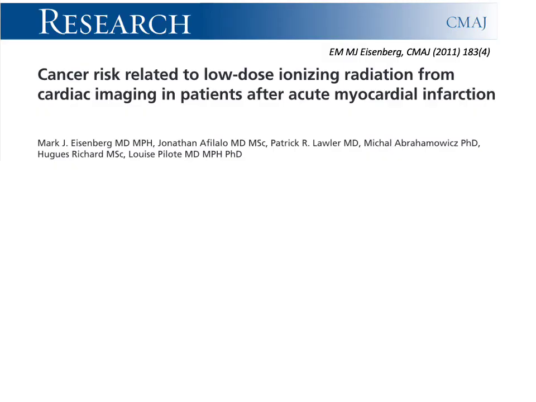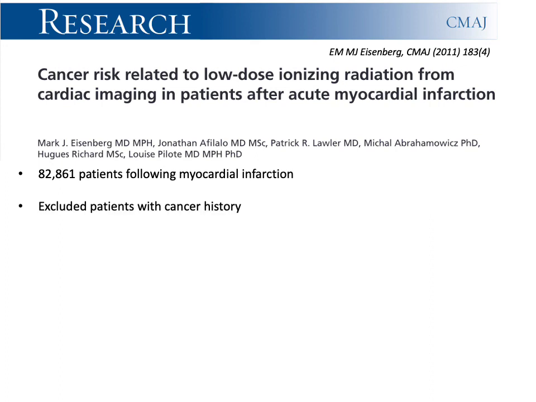The last thing I want to discuss is how do we critically evaluate journal articles that talk about radiation risk? And this is something that we're going to talk about in the in-person presentation. And I've posted the PDF for this paper online also. So this study was performed to look at cancer risk related to low-dose ionizing radiation from cardiac imaging in patients after acute myocardial infarction. So they looked at a little over 82,000 patients following myocardial infarction. They excluded patients with a history of cancer, and they used imaging doses from previous publications, so not patient-specific.